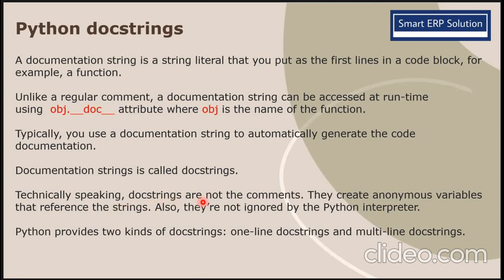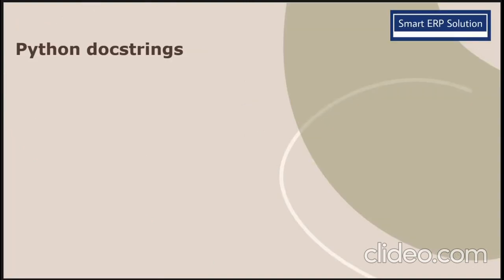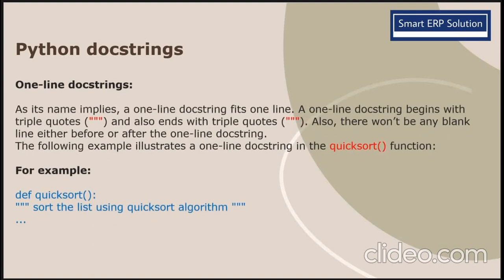Technically speaking, docstrings are not comments. They create anonymous variables that reference the string. Also, they are not ignored by the Python interpreter. Python provides two kinds of docstring: one-line docstring and multi-line docstring. As its name implies, a one-line docstring fits one line.